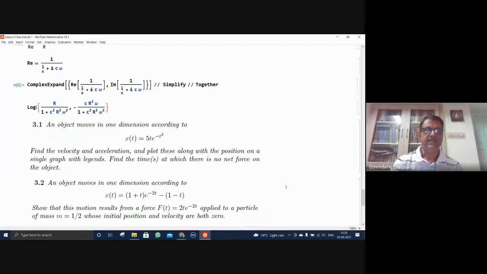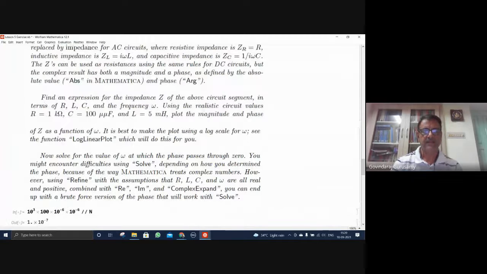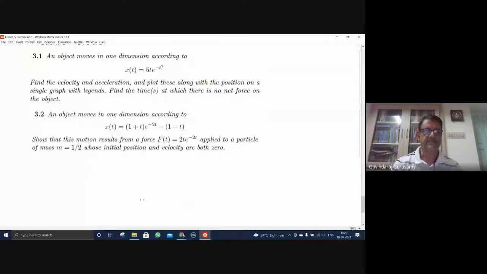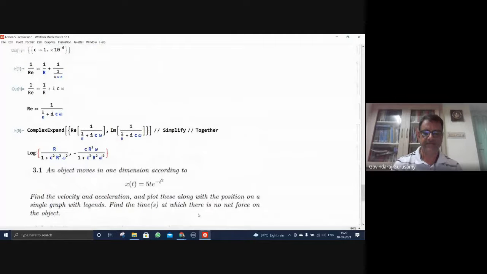What does the plot say? Log linear. Log linear plot, yes. It's asking for a log linear plot. L-I-N-E-A-R. Log linear plot. Close this.